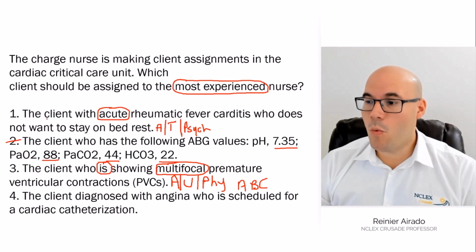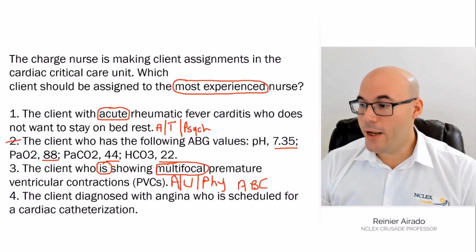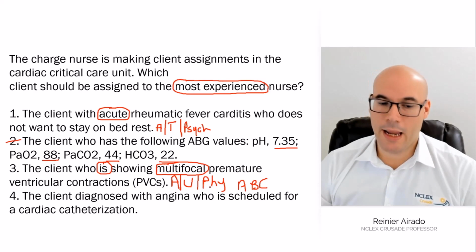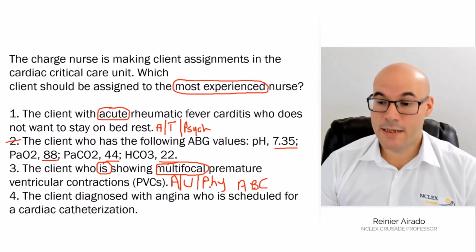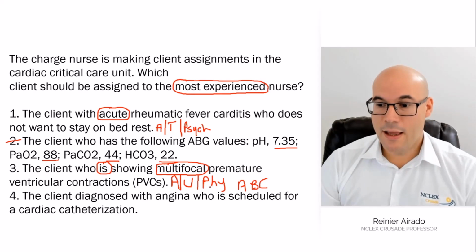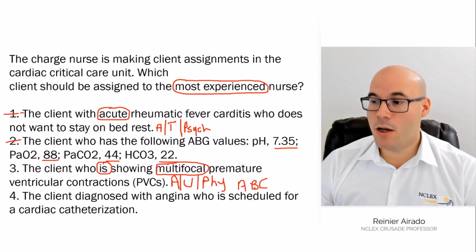So when we compare 1 and 3, 1 only needs teaching with a psychosocial need, and 3 is an acute unstable condition where the patient has a physiological need involving ABC. And if you remember Maslow's hierarchy of needs, Maslow says that physiological needs have priority over psychosocial needs. So we eliminate answer number 1, and for now, 3 looks like the correct answer.